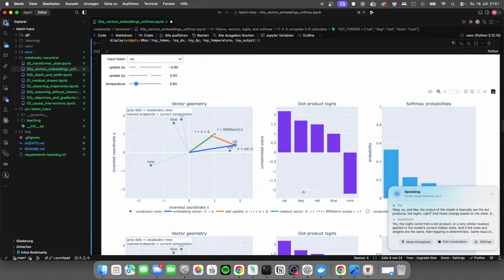First, the token embedding, then positional information, then repeated blocks of attention and feed-forward updates. At the end, a final layer norm and the output projection produce logits, which softmax turns into probabilities. So you can think update, update, update, then readout. That readout is where the model decides what token is likely next.